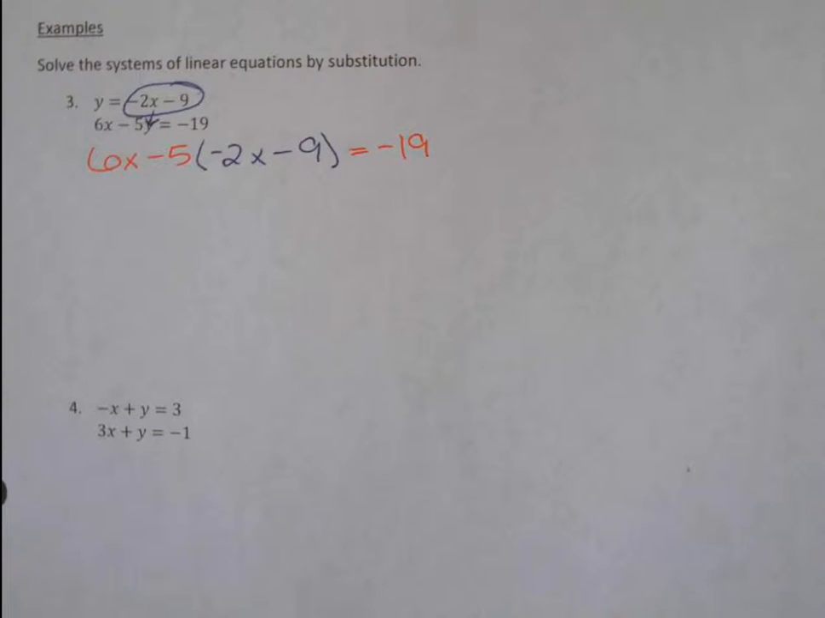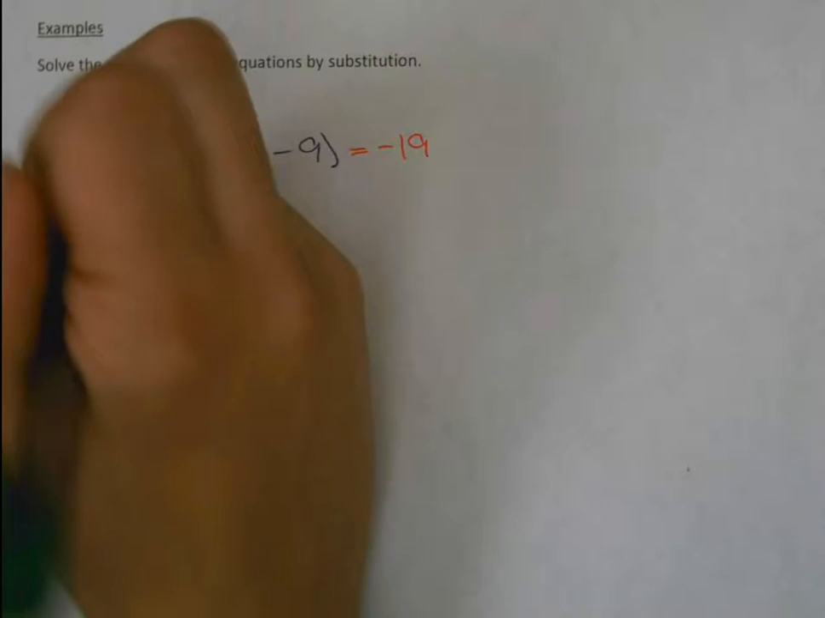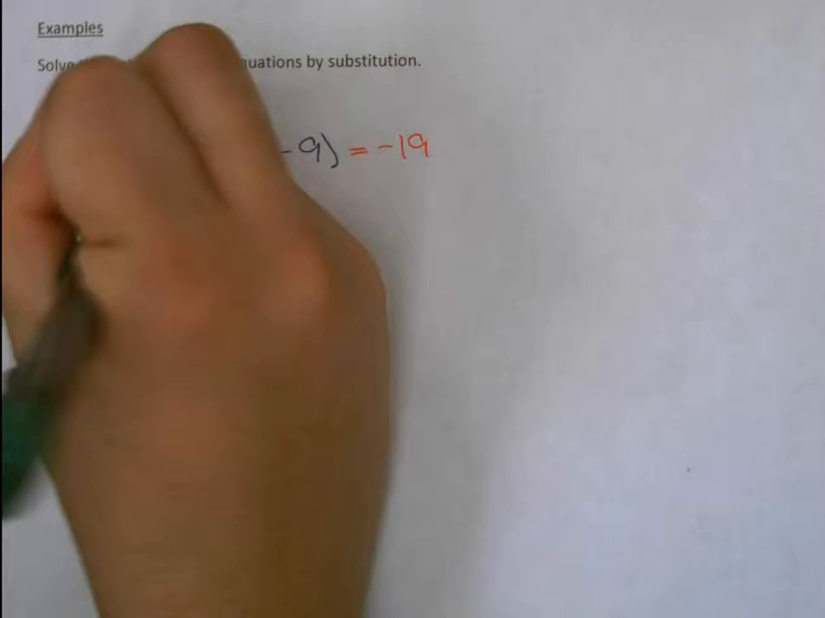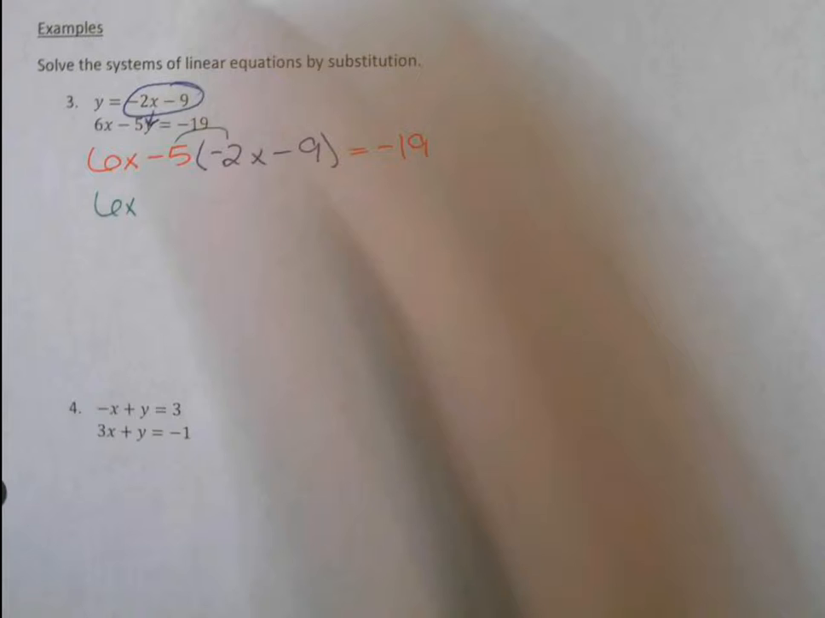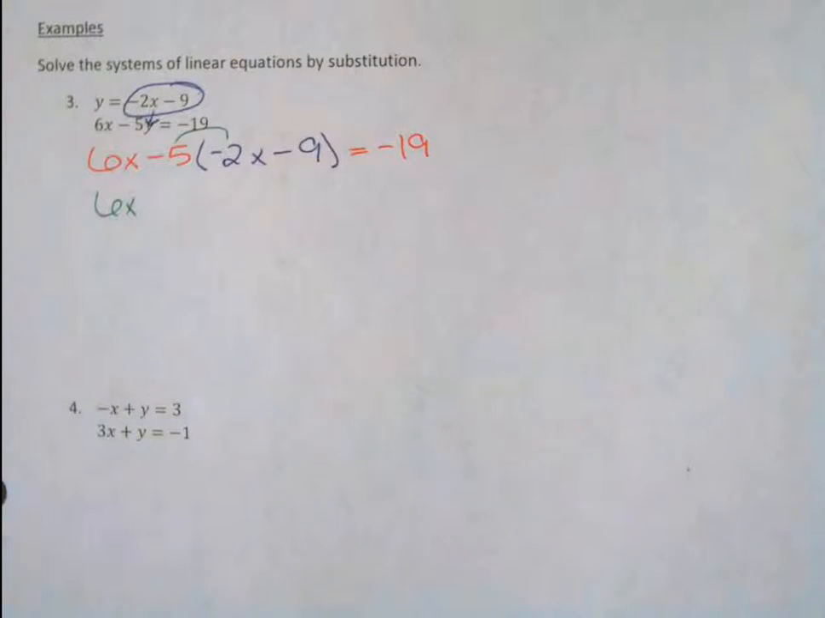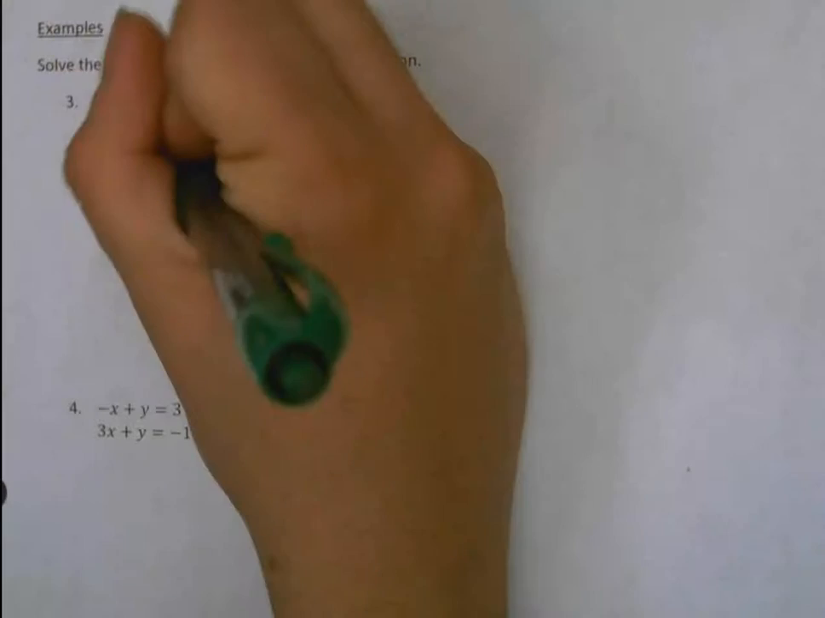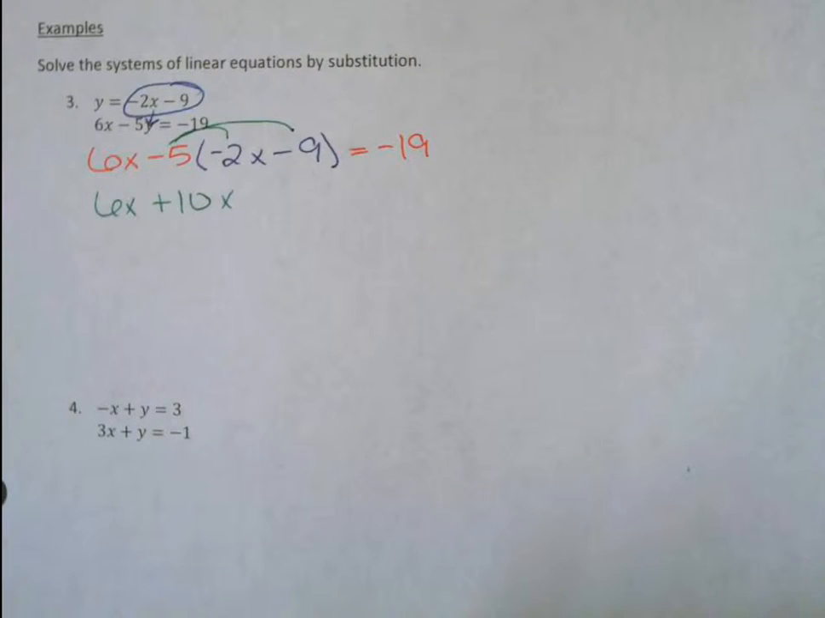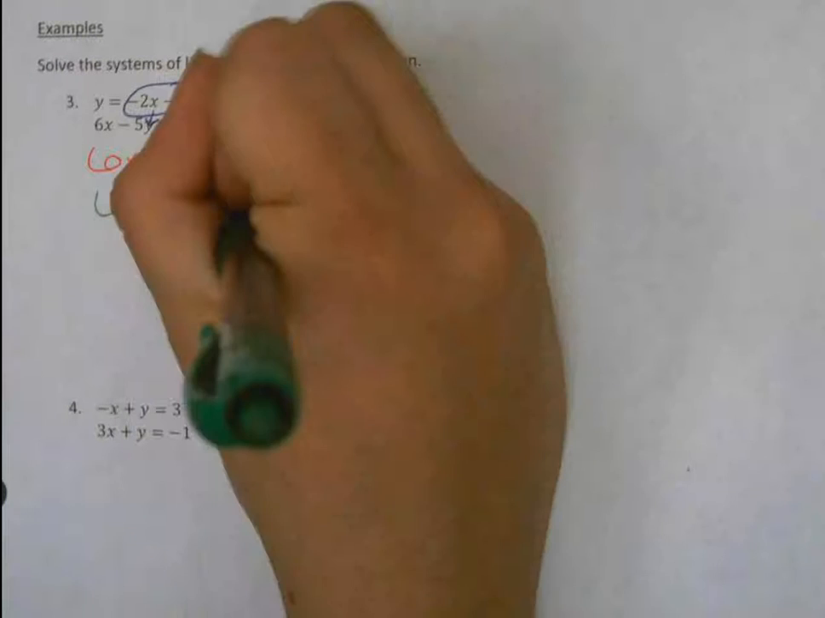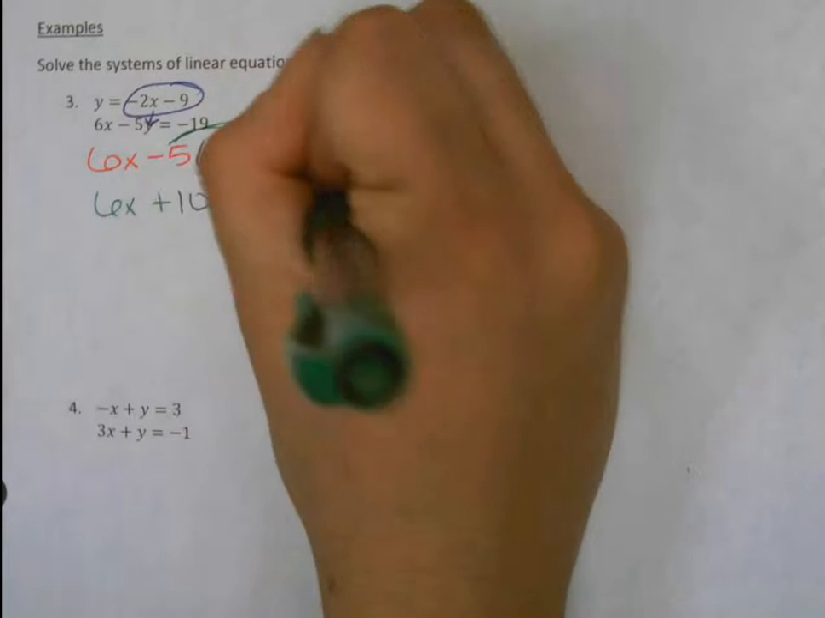Okay, so then I'm going to use the distributive property. Let's just write this in green. So I'm going to distribute -5 to -2. What's +10? -5 times -9. 45. And then the right side stays the same.